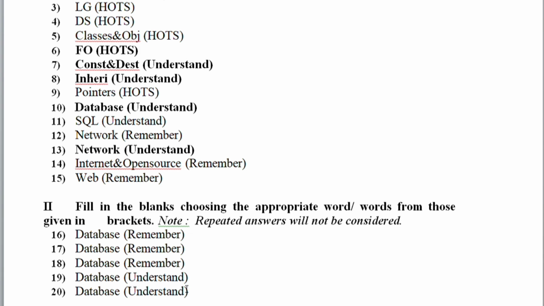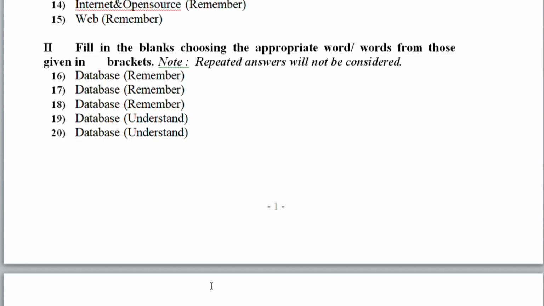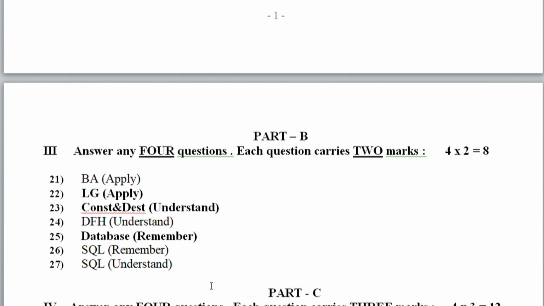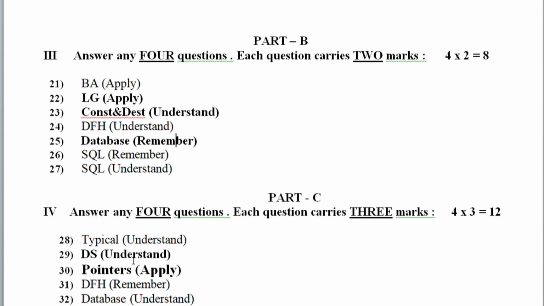And talking about the database, you had 3 remember and 2 understand. Here also the same thing, no changes. Then coming to the 2 marks question, in the model paper 1, Boolean algebra application, here also application. Logic gates, there you had remember level, here it is application level. Constructor destructor, there you had in model paper 1, it was remember, and here it is understand. Data file handling, same only understand. Database concepts, in the previous you had understand level, here you have remember level. SQL remains the same. So like this, the levels of question changes from one model paper to another model paper.